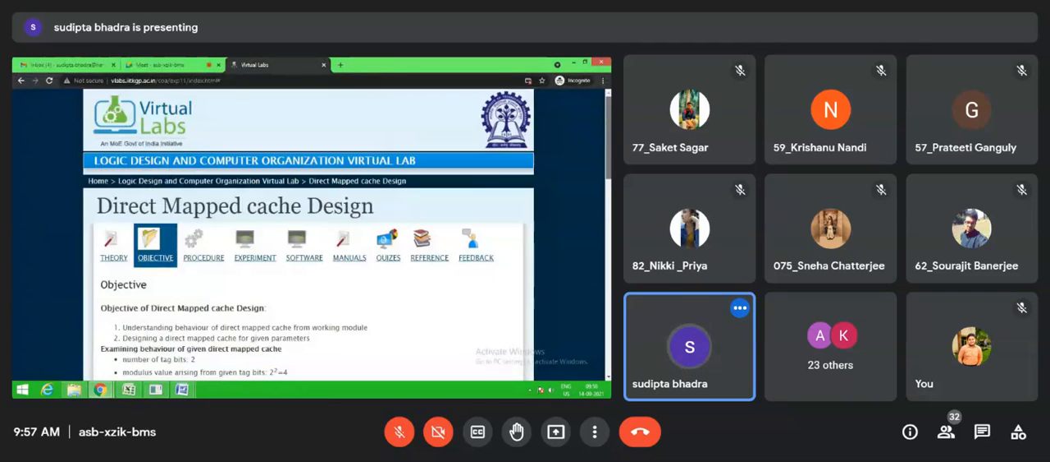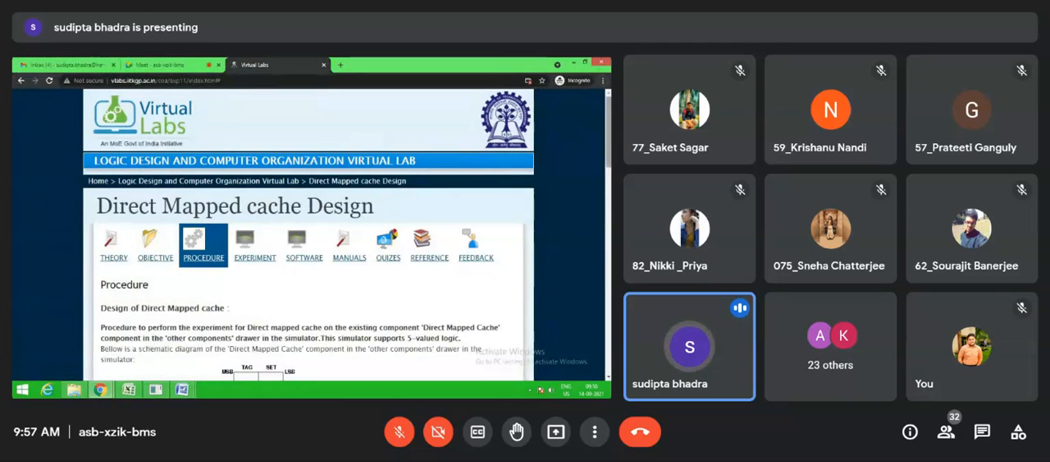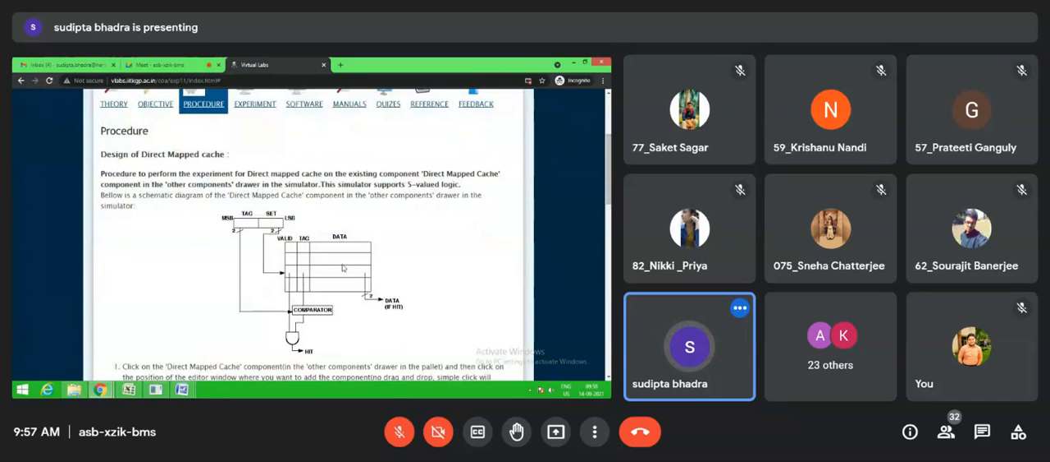In the procedure page, you will see that this circuit is applicable for the memory module, the direct map cache module, as well as the component level circuit. Here the 4-bit memory address has a 2-bit set, which means which particular cache line, and a 2-bit tag. There is no block offset, because the 2-bit data forms a word and each block has only one word.